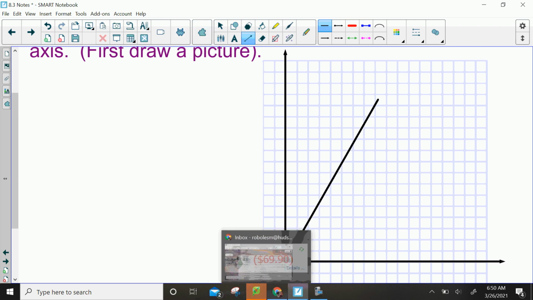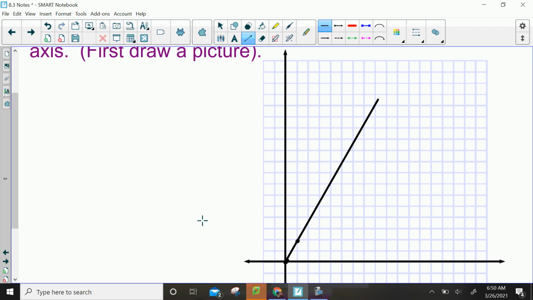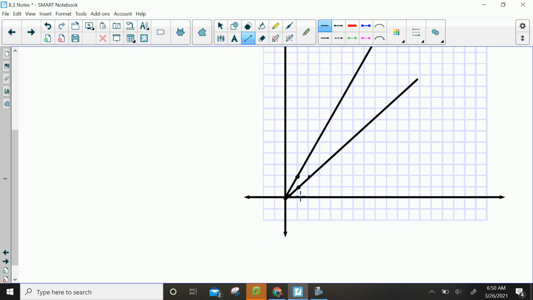The other one, again, we have a point of 0. It goes up 1 over 1. This looks like that. And then what was it? X equals 1. Boom. Here we go. And then we are revolving it around the x-axis.